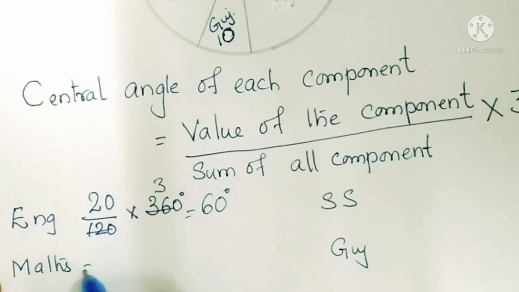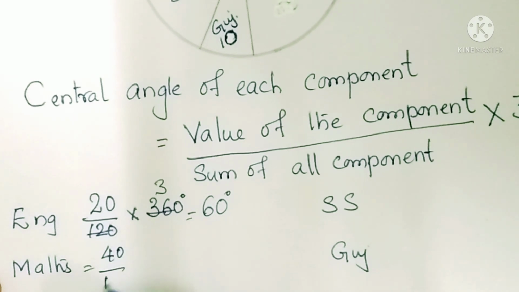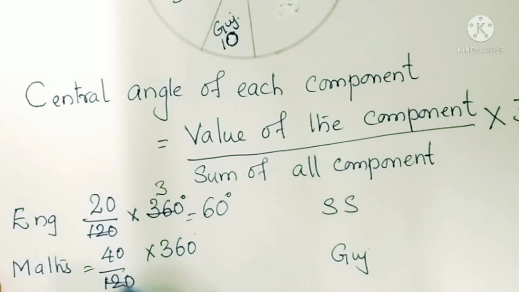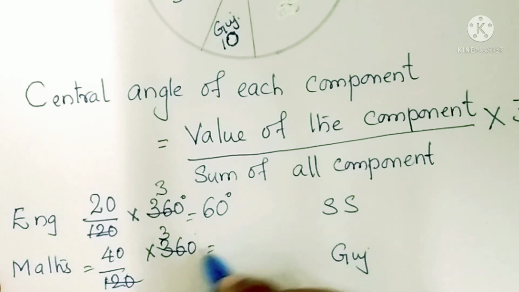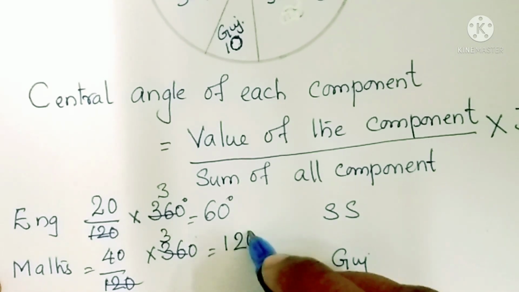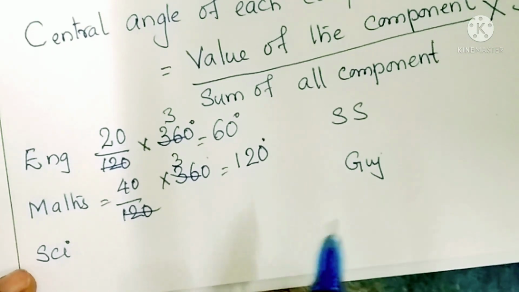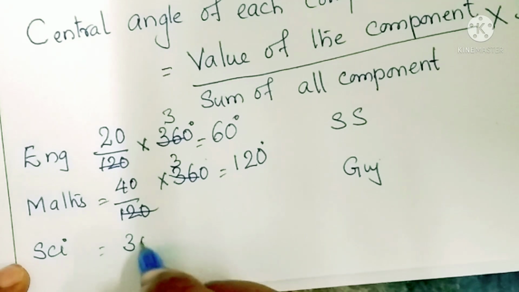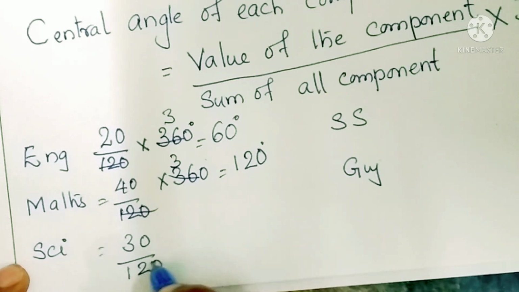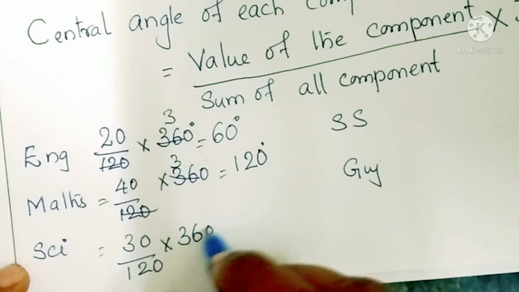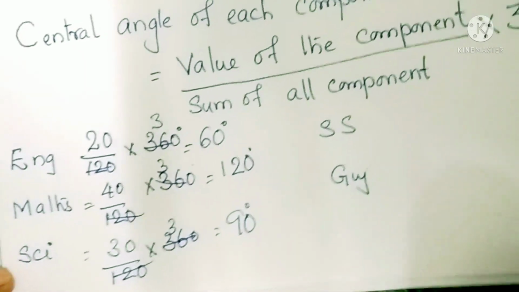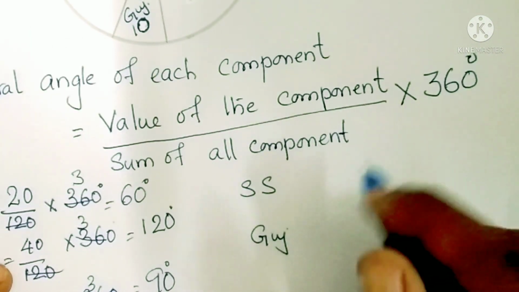For Maths, it should be 40 upon 120 into 360. Again 3 cuts 3 120s are 360. So, here 3 4s are 12, 120 degree, and for Science it is 30 marks. So, 30 upon 120 into 360, it is 90 degree, and for SS it is 20 marks.